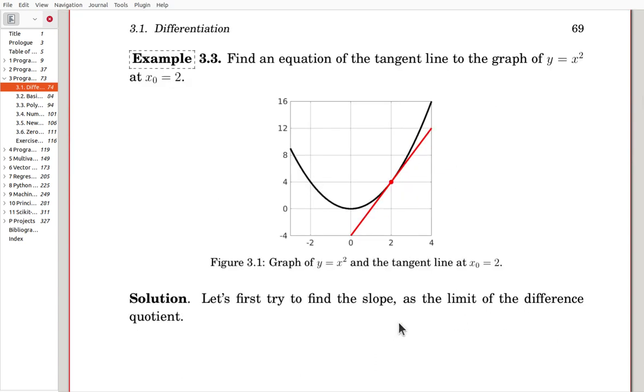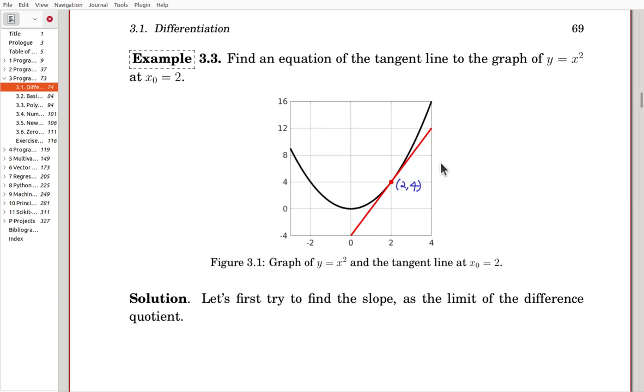Find an equation of the tangent line to the graph of y equals x squared at x equal to 2. To find the equation of the tangent line, we have to know, okay, a line can be decided with a point, and x0 is 2, so x is 2. Then y must be 4, because the curve is y equals x squared. 2 squared is 4. Now, we need the slope. Okay, what is the slope?